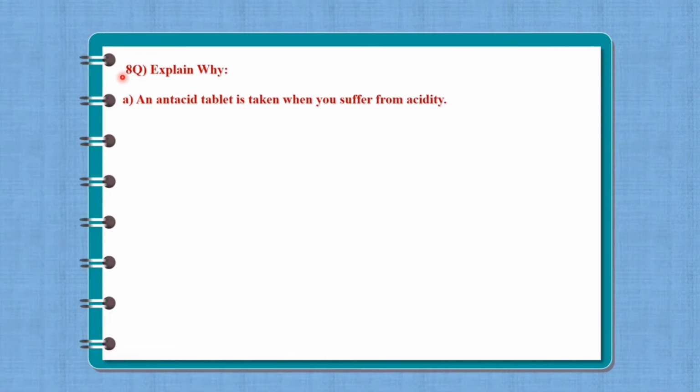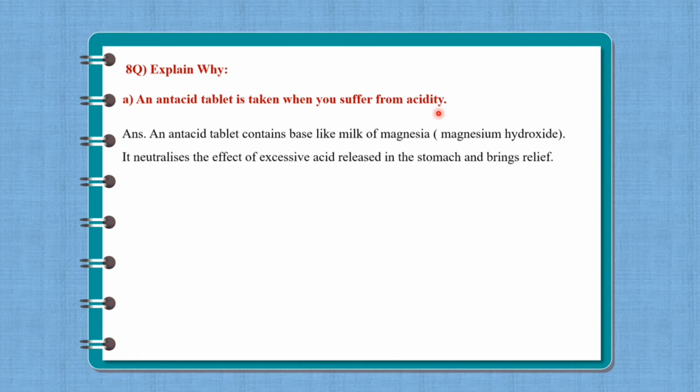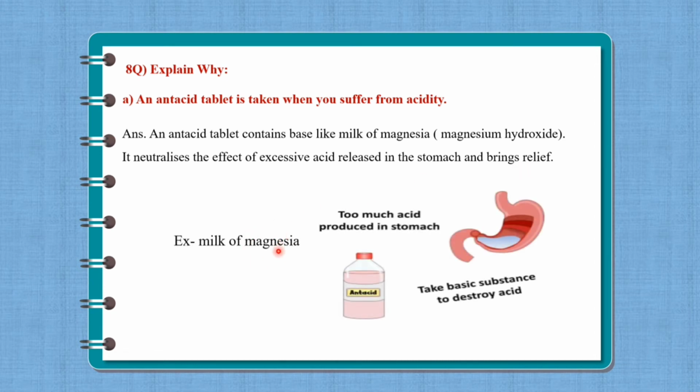Question number 8. Explain why an antacid tablet is taken when you suffer from acidity. Sometimes if we eat too much spicy food, our stomach releases too much acid. So we have to take basic substances to neutralize the acid. So here an antacid tablet is taken. It contains a base like milk of magnesia. It contains magnesium hydroxide. It neutralizes the effect of excessive acid released in the stomach and brings relief. Example, milk of magnesia. It is a medicine which helps in digestion of our food.